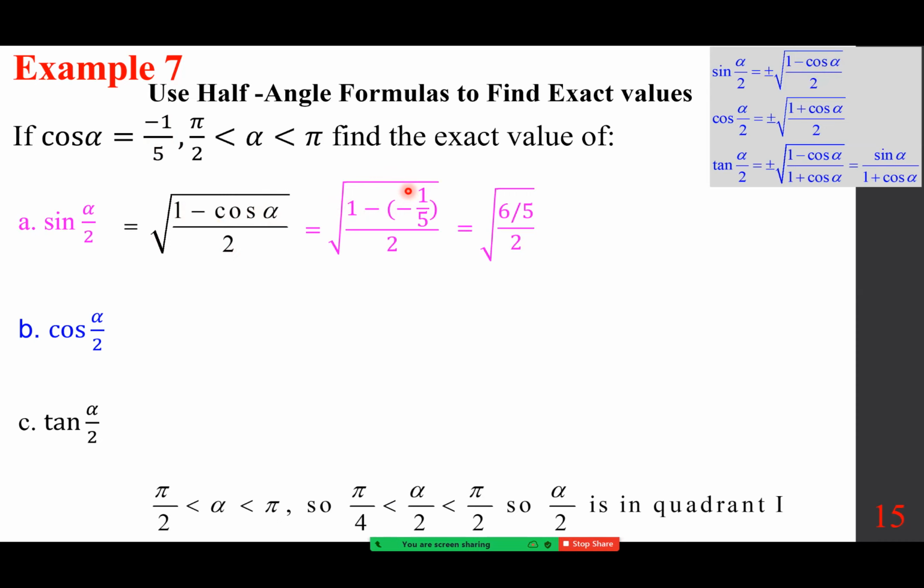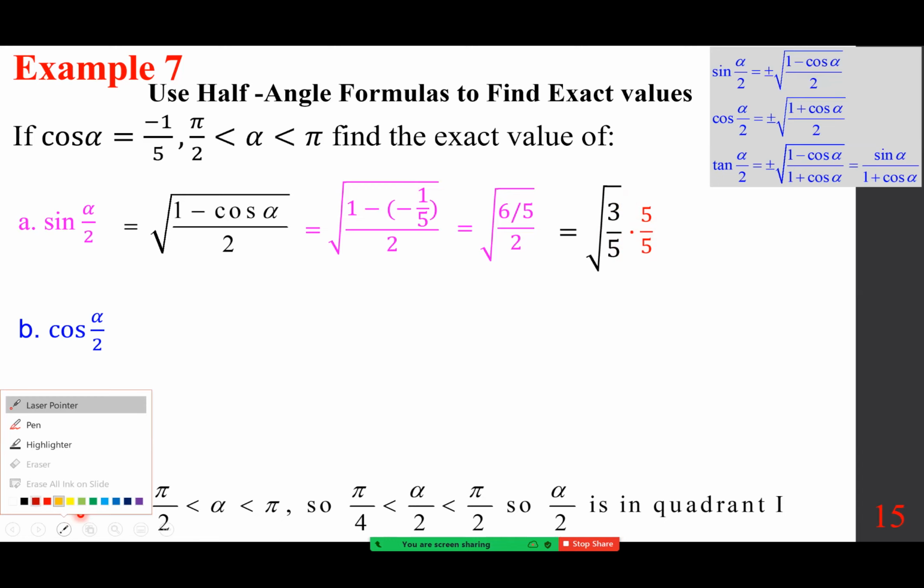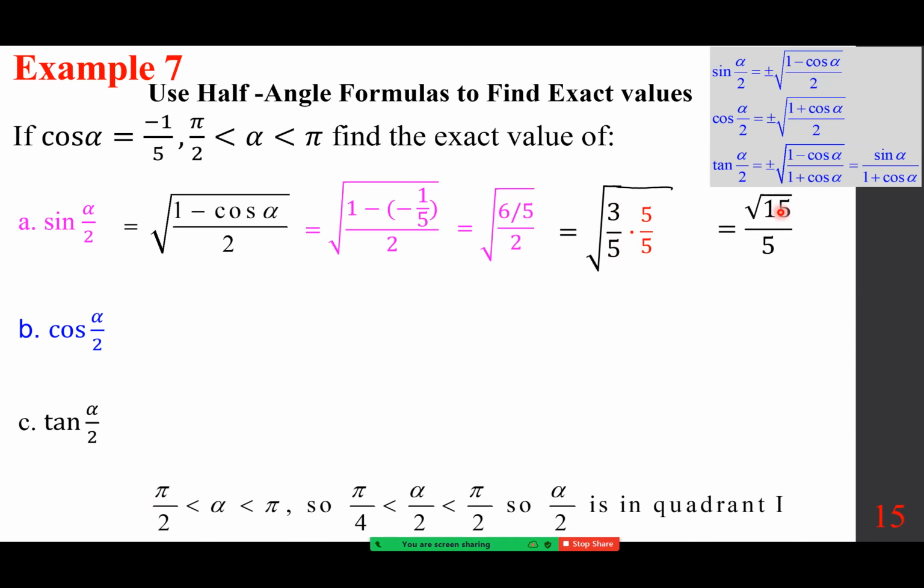3 over 5. Right? Because 6 we can divide by 2. Now, if I multiply the top and the bottom by 5, the bottom comes out. So the bottom comes out as 5. I'm multiplying this inside the radical. When I do that, 5 times 5 comes out of the radical as 5, but 3 times 5 remains square root of 15, and we are done.